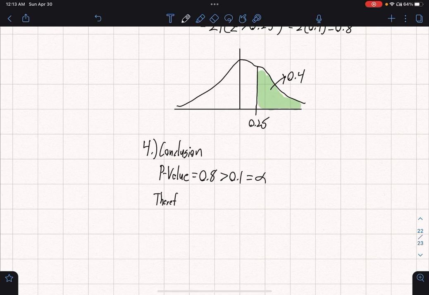Therefore, fail to reject H naught. And then our conclusion would be the same.